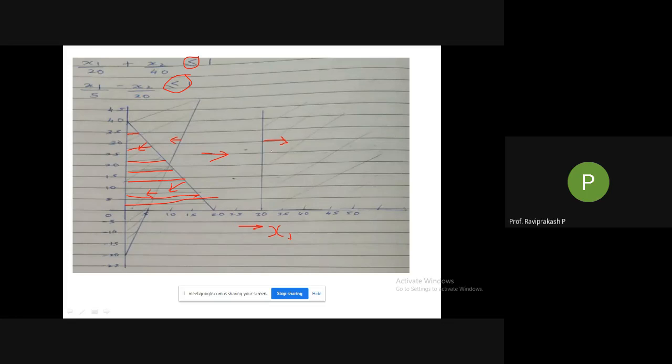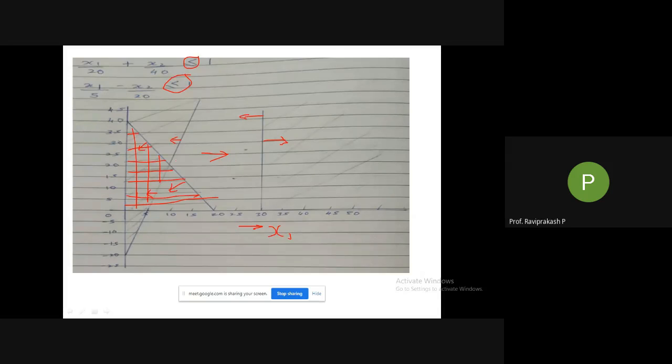Here, the area under all three particular lines cannot be found. If it was on this side, this whole area would be there, and our feasible region would be this one. I'll draw a line here. This would be the feasible region if it was on this side. But here they have given the opposite side, so all three constraints are not meeting at a point. This tells us we cannot find a feasible region.